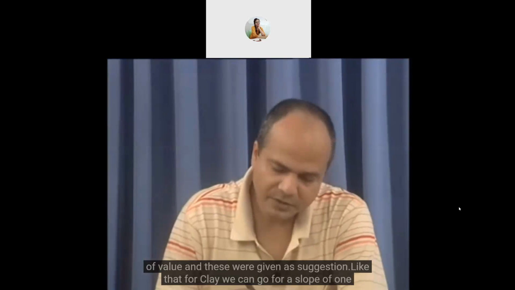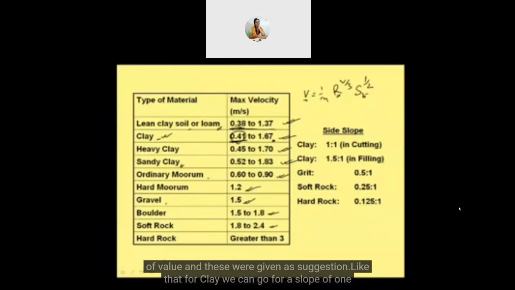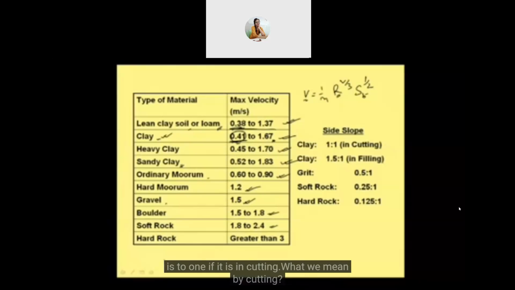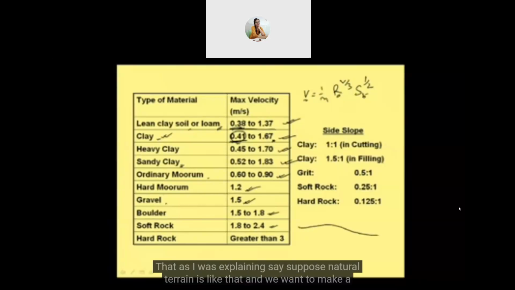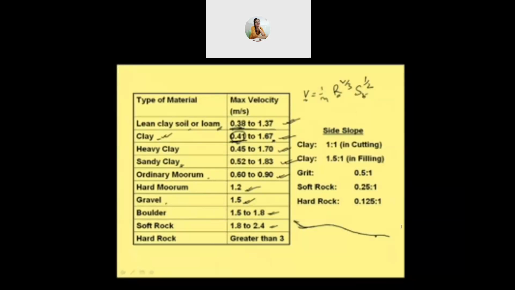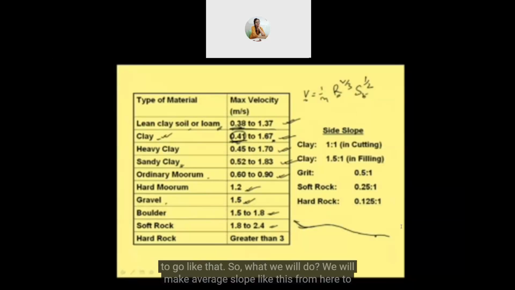And these were given as suggestions, like for clay we can go for a slope of 1:1 if it is in cutting. What we mean by cutting, as I was explaining, say suppose natural terrain is like that, and we want to make a channel to carry something, water, from say this point to this point. Now it will be difficult to go like that, so what we'll do, we'll make an average slope like this from here to here. We are filling up this portion, and suppose this formation is clay.